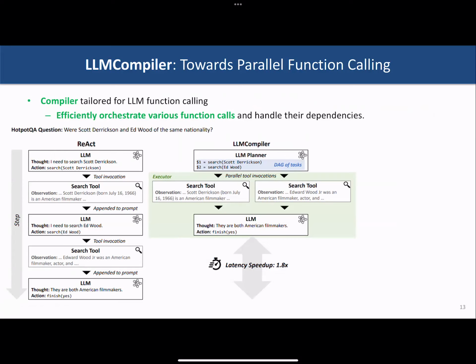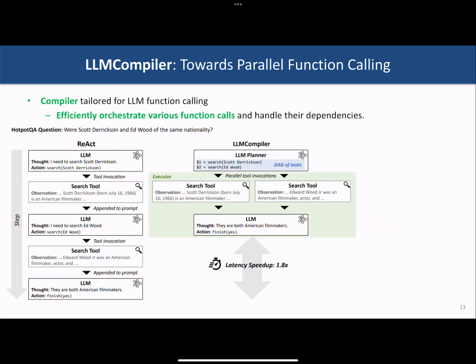So we made the initial attempts to bring this compiler concept to LLM agentic systems. And let's take a look at the example that we had before, which we took from the HotpotQA benchmark, to compare Scott Derrickson's nationality with that of Ed Wood.